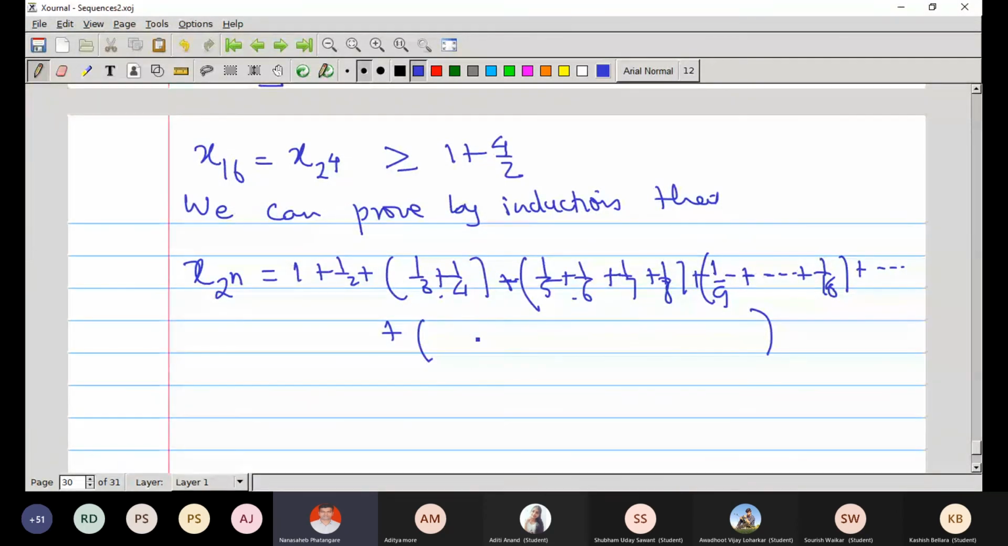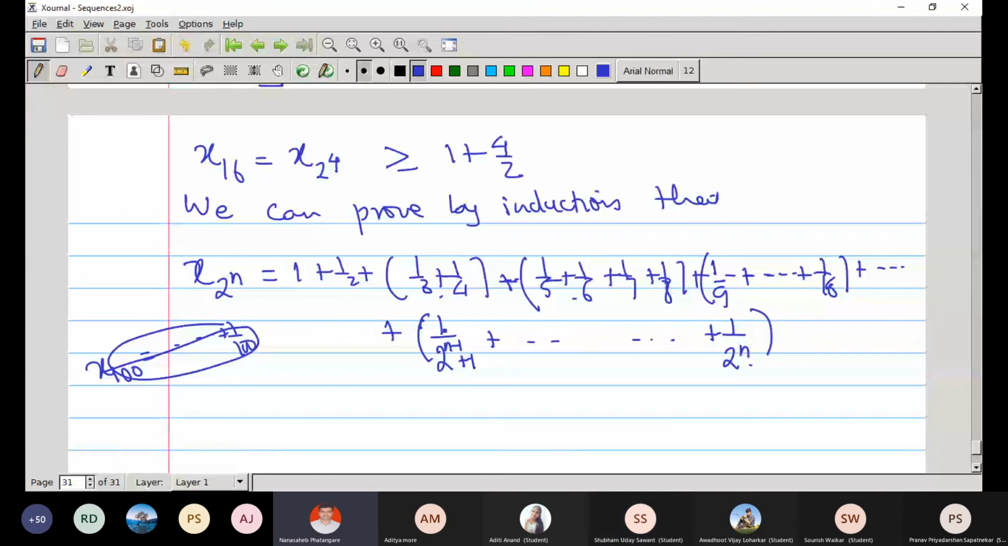Anyway, what should be the last bracket from your observation? Because in x8 the last number is 1 upon 8. In x100, what is the last number? Something plus 1 upon 100, right? In x2 raised to n, what is the last number? 1 upon 2 raised to n. And if you group the terms in the manner which we did in previous calculations, what will be the last bracket? 1 upon 2 raised to n minus 1 plus 1, and so on, up to 1 upon 2 raised to n. In between, everything is there.